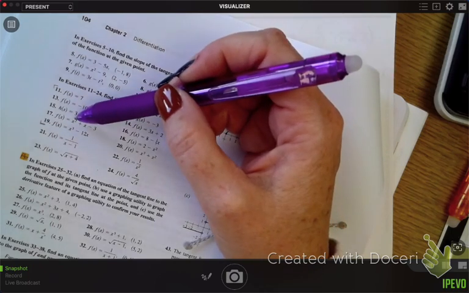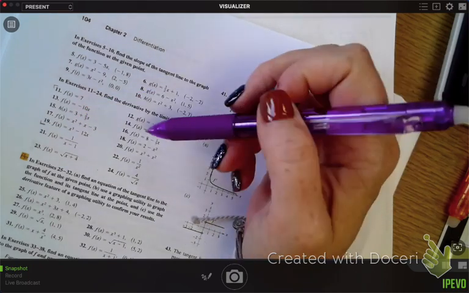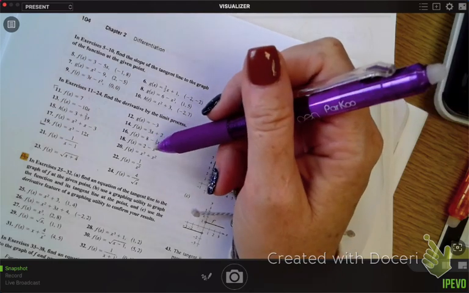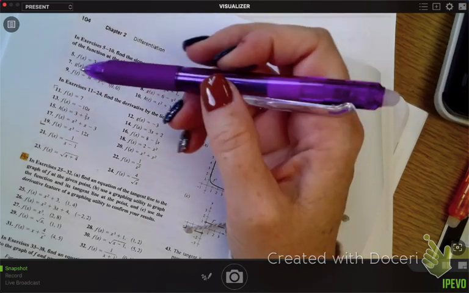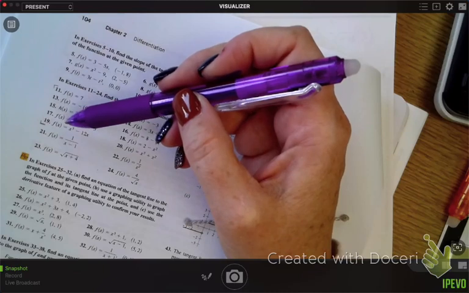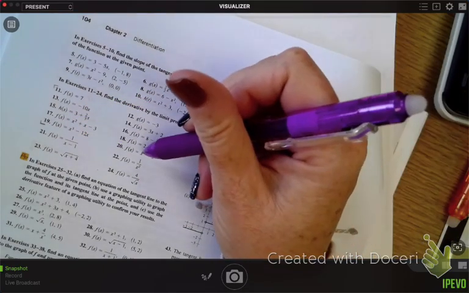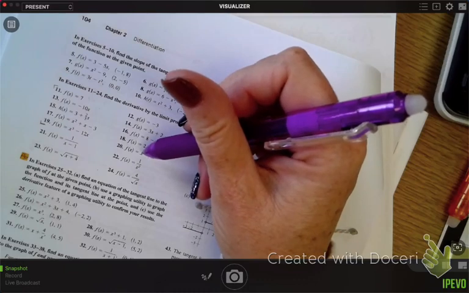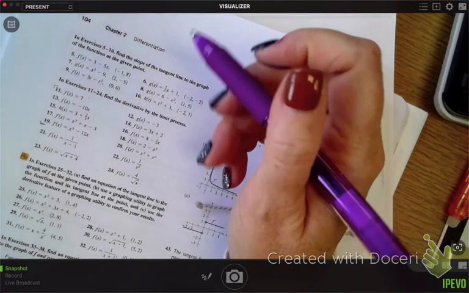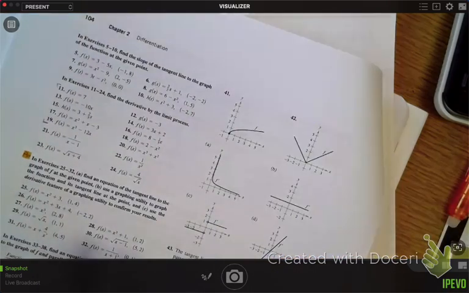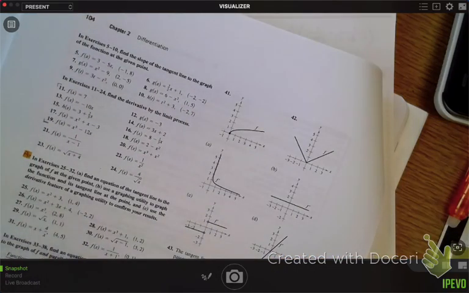17 should have been 2x plus 1. 18 should be negative 2x. 19 should be 3x squared minus 12. And 20 should be 2. We didn't do 20? We did 25A. So on 25, you're just supposed to find the derivative again, so it should have been 2x.